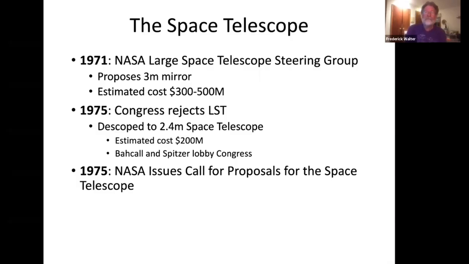NASA promptly de-scoped it. They took the word large out of the title. It became the Space Telescope, and it became a 2.4 meter mirror. And the estimated cost dropped to about $200 million. And John Bahcall and Lyman Spitzer, professors at Princeton University, spent a lot of time lobbying Congress, and they softened up Congress. In the meantime, NASA issued a call for proposals for the Space Telescope.